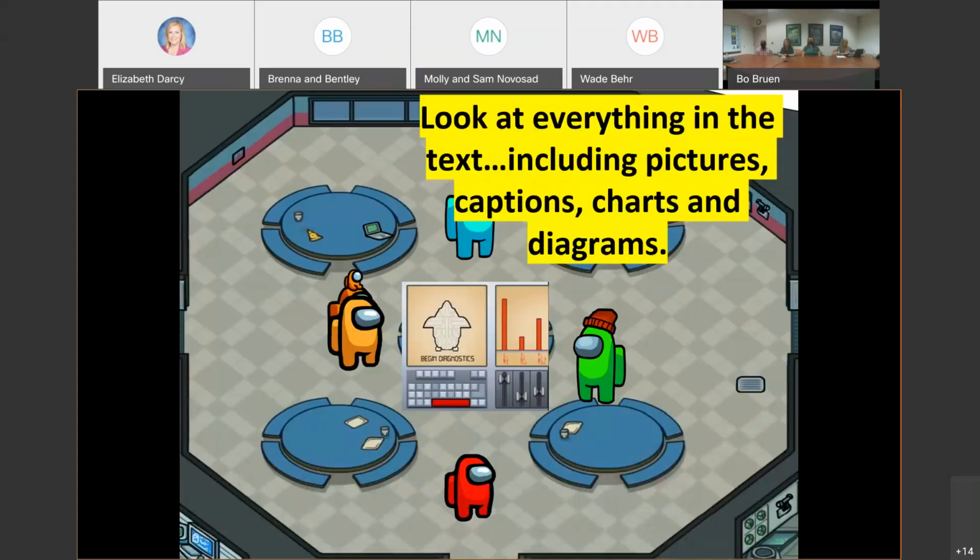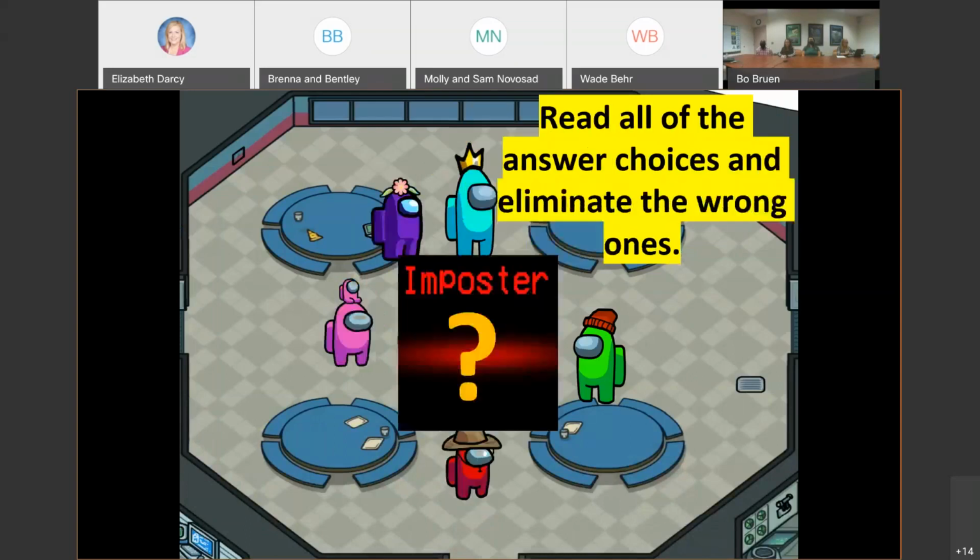Make sure to encourage your student to look at everything in the text, including the pictures, the captions, the charts, and the diagrams. We have been harping on them to read all words in all problems, including all the labeling and all the graphs so that they can correctly read them. Read all of the answer choices and eliminate the imposters. Especially for our paper-based babies that are taking them, our little 6th graders, we are encouraging them to write all over the test. They are allowed to write all over the test. They can mark things out. Our computer-based testing allows them a tool where they can actually mark out answers that they do not think are correct.